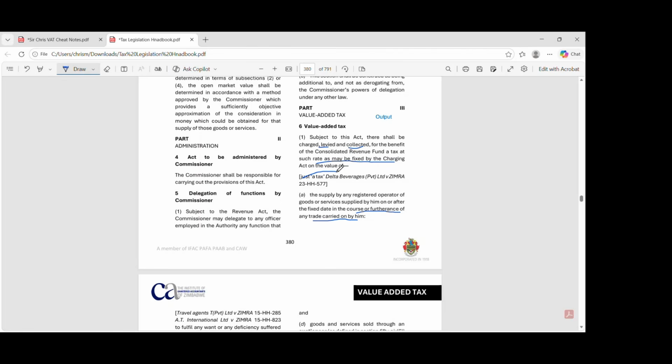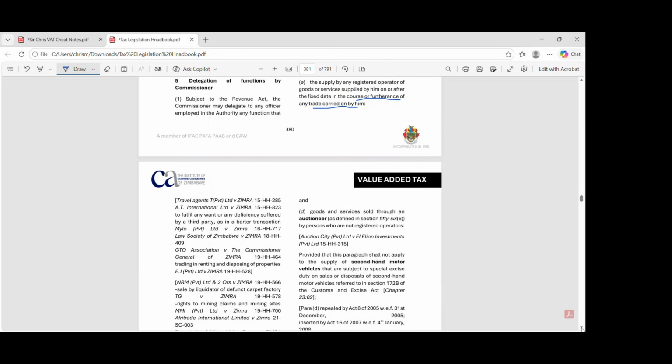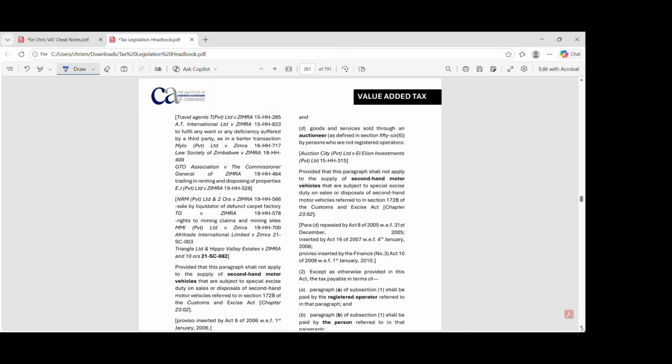Which is your section 6. So your section 6.1, when does output VAT arise, or when does a liability arise? It's the supply by any registered operator, supplied on or after the fixed date, but in the furtherance of trade. I'd requested if someone can quickly open the section with the definition of trade. I just want the definition of trade.